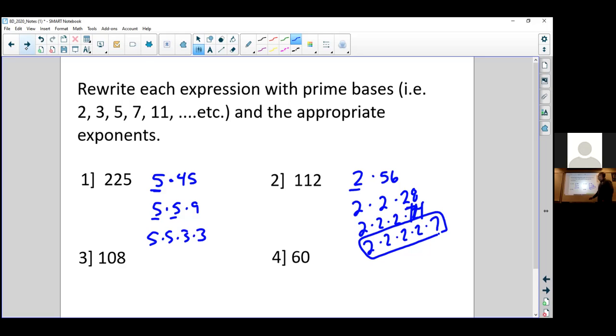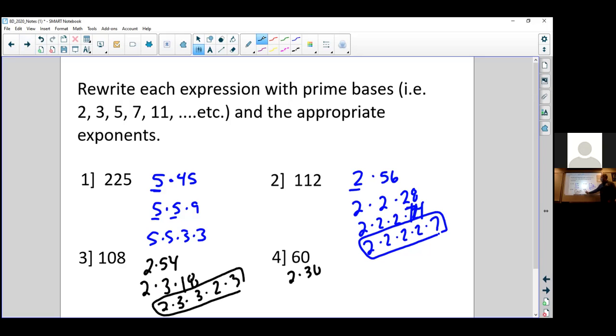108, same idea. That's 2 and 54. I know 54 breaks down to 3 and 18. Okay. I know 18 breaks down to 3 and 6. 6 breaks down to 2 and 3. So 2, 3, 3, 2, 3 multiplied together gives me 108. 60 breaks down to 2 and 30. 30 breaks down to 2 and 15. 15 breaks down to 3 and 5. And notice I started skipping over stuff because I didn't think I had to get into the 4th grade math of breaking numbers down.